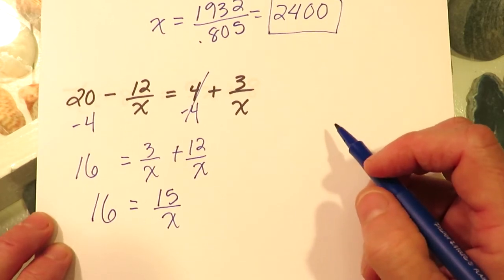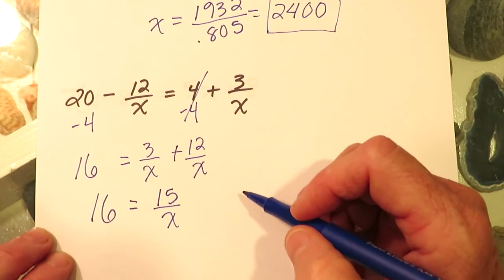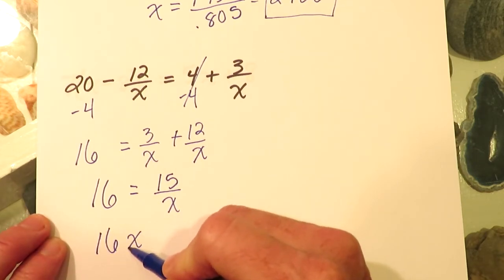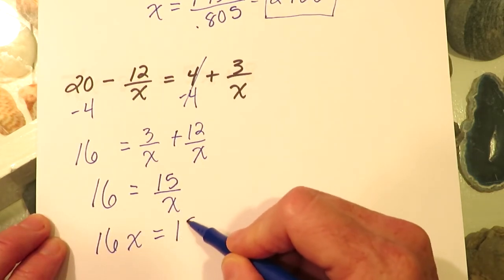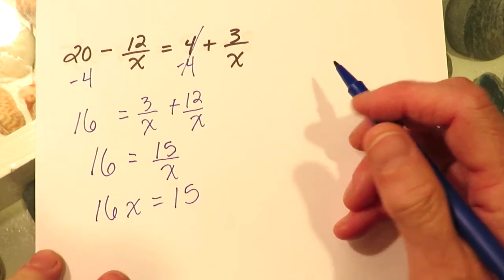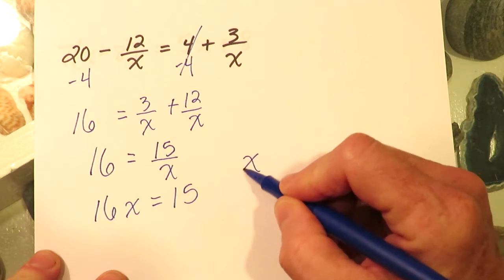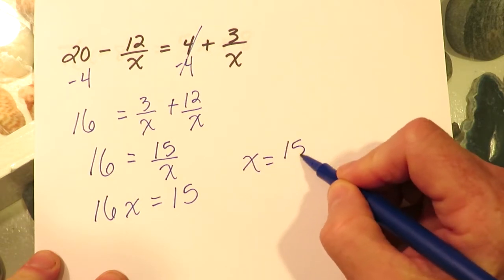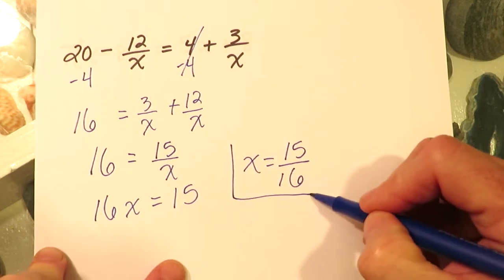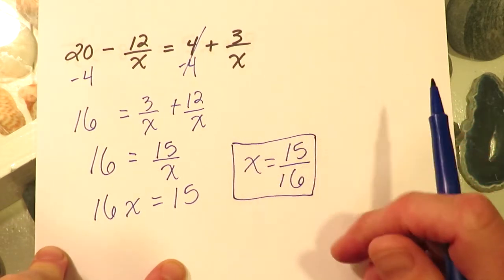And now I'm trying to solve for x, so x is in a denominator. Why don't we multiply both sides of the equation by that x? And so then I get 16x equals 15. And so then x is equal to 15 divided by 16. And there is my solution.